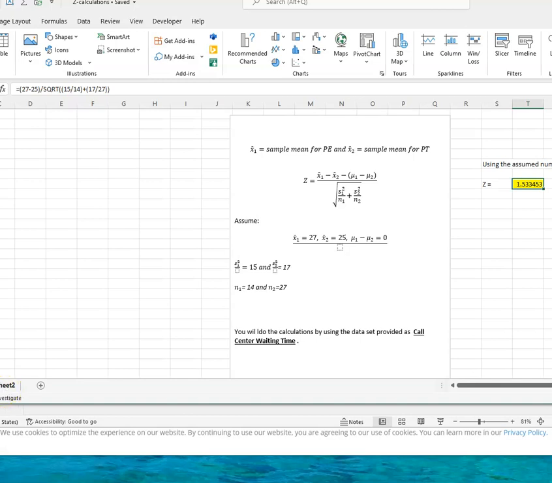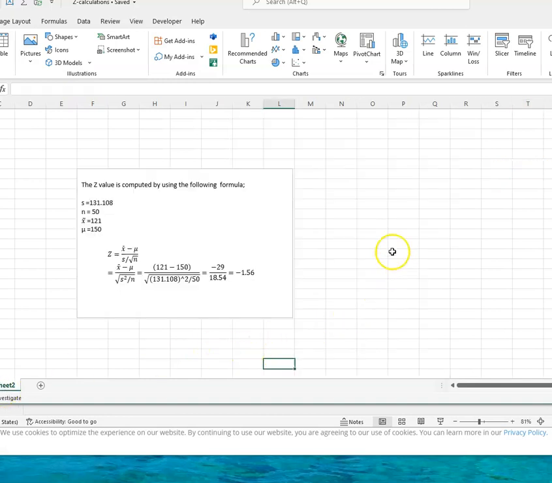Here is my t calculation in my presentation. So let's see. These are the numbers, but some of you cannot reproduce these numbers. So I'm going to show you step by step. Let's say S equal to 131. These are the numbers right here. N equal to 50, X bar is 121, and mu is equal to 150. If you do the step by step, you can do it like this.